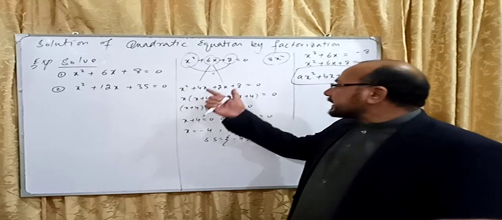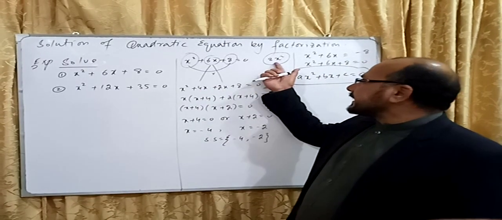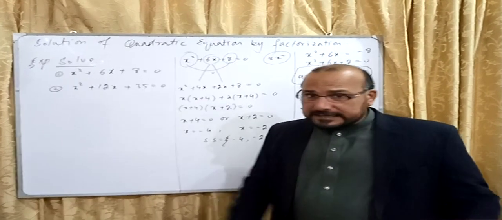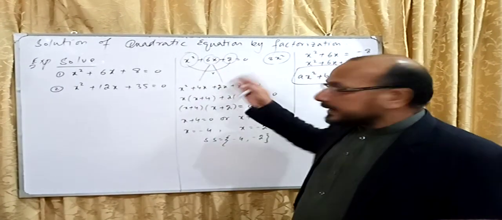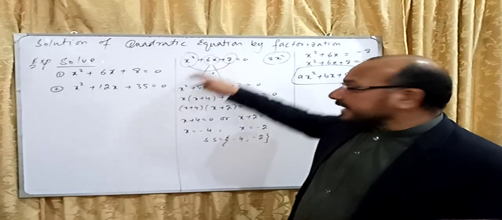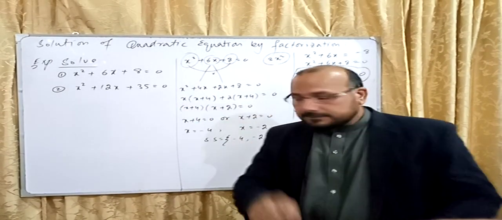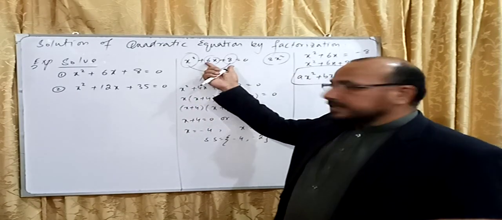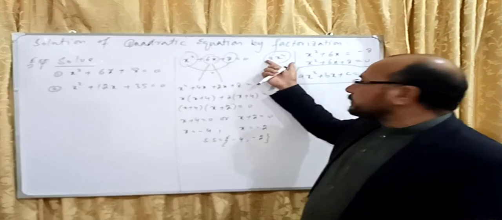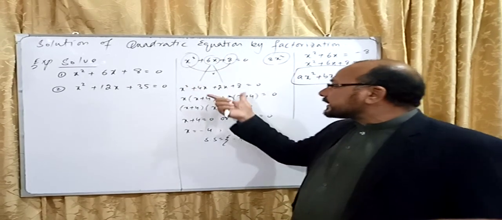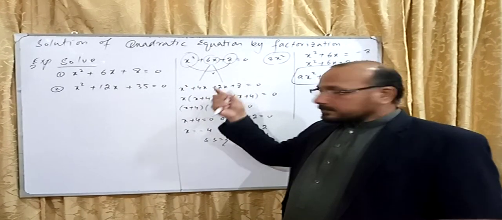Now, if we multiply them, we are getting 8x square. If we add them, we are getting 6x. Besides this, there is no way to make the factors. So 6 will be divided into two portions. One is 2, another is 4. If we add them, you will get 6x. If you multiply them, you will get 8x square. So you will convert the three-term equation into a four-term equation.